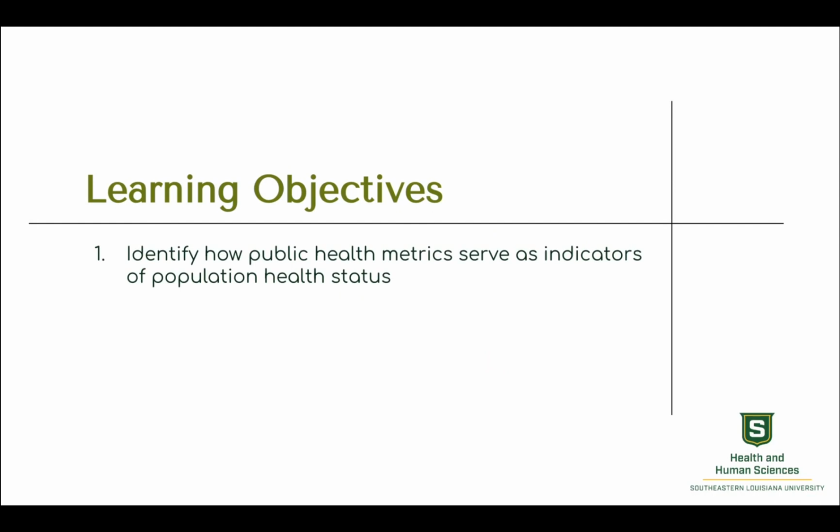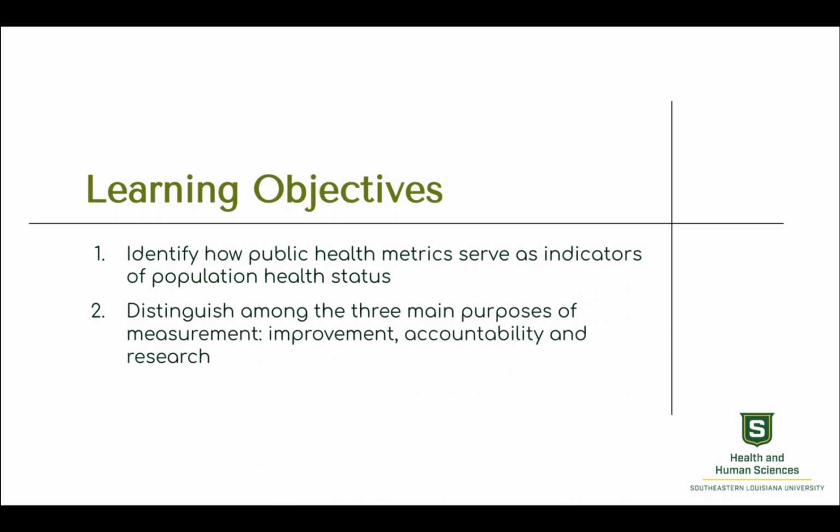The first is to identify how public health metrics serve as indicators of the health status of the population. And then I'm going to discuss the three main purposes of measurement in terms of improvement, accountability, and research. And finally, I'm going to describe the donor BPN model. I'm not mentioning this very well, so my apologies.